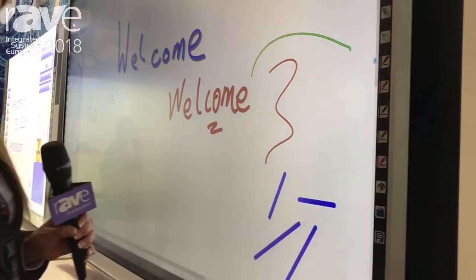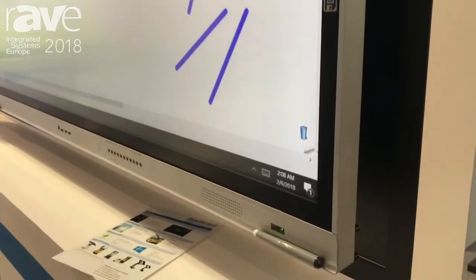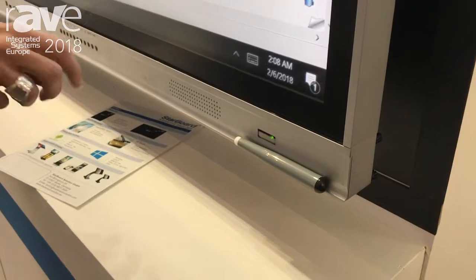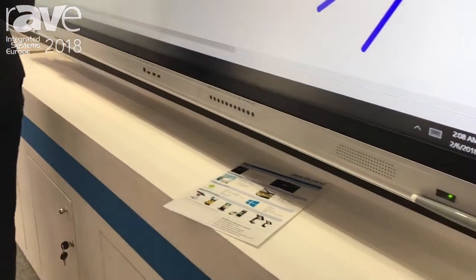You can also notice that we have a magnetized pen tray. This allows users who prefer to use a stylus rather than their finger to be able to use the pen instantly. You'll also notice on our board that we have a floating toolbar.